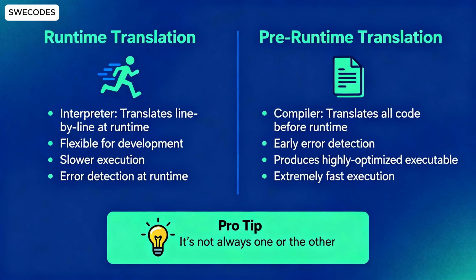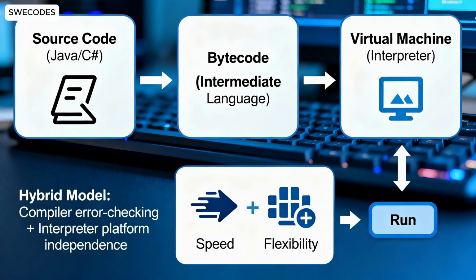But here's the pro-level secret. It's not always one or the other. Many modern languages, like Java and C#, use a hybrid model. They compile the source code into an intermediate language called bytecode. Then, a virtual machine acts as an interpreter to run that bytecode.